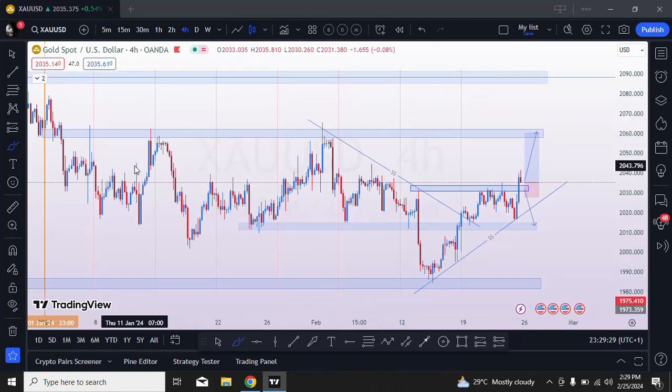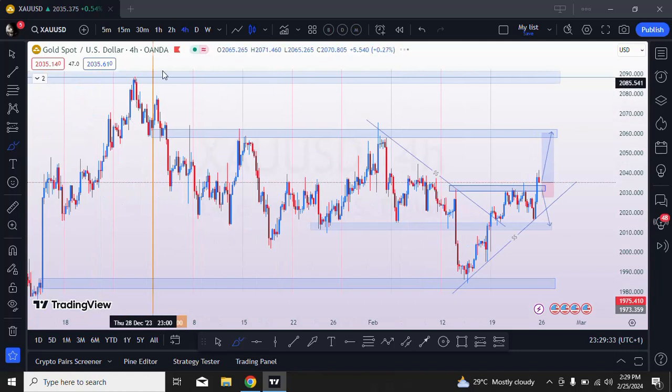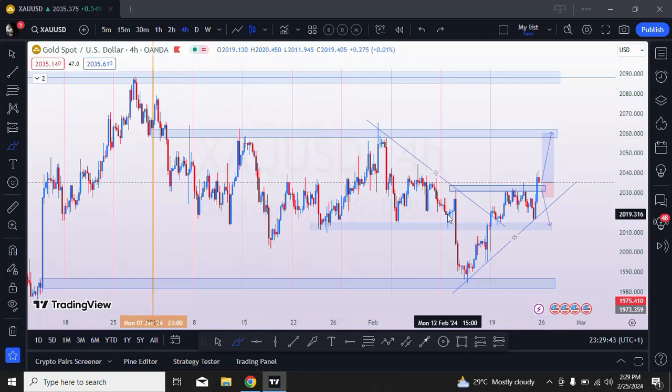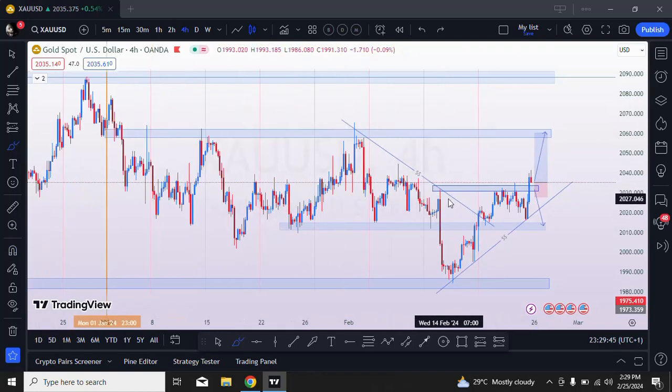So what am I seeing on gold? Gold from the beginning of the year, this is the beginning of the year, gold has been bearish, right? Not too strong, but it has been bearish. And what am I seeing at the moment? As of last week, gold was within this range.